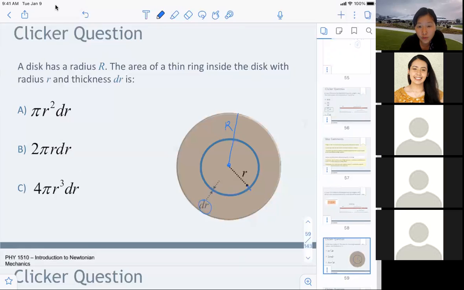I want to remind you, there is a shortcut to this question. You might wonder, that's a weird shape, I don't know how to calculate it. But think about it: we're asking for an area, so you need to have the correct dimension. What should the correct dimension be for an area? That will help you get rid of some of the obvious wrong answers.